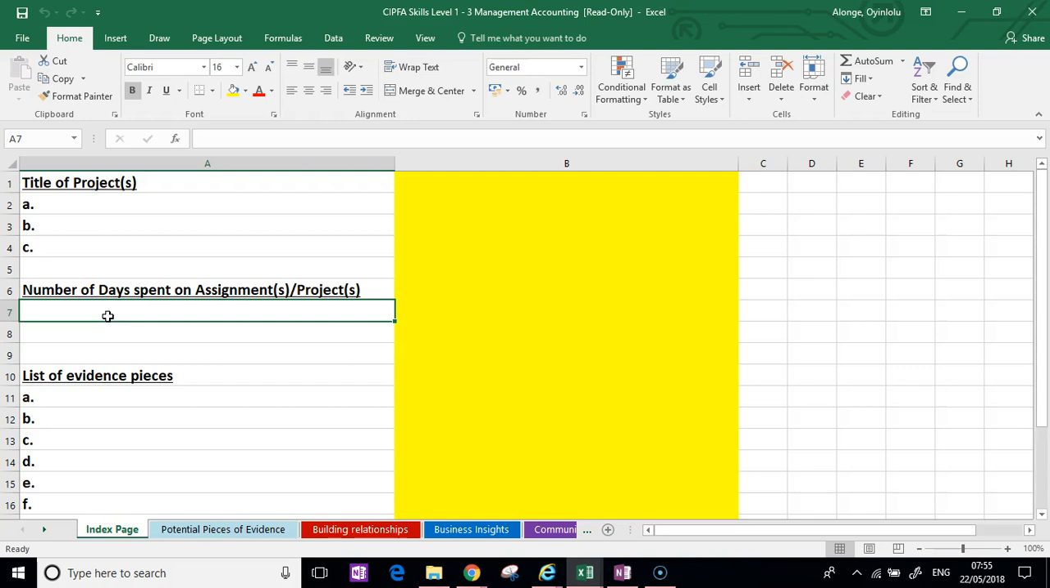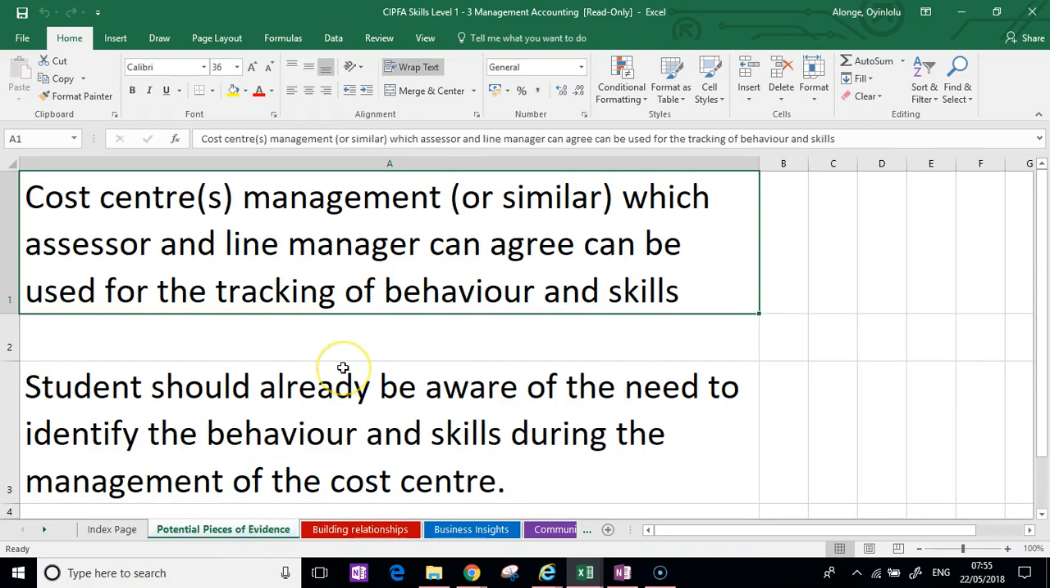And in here you will also have the list of evidences that will attach to this. Just the list. So what I put here are potential pieces of evidence. Typically with management accounting, we're talking about cost centers, budgeting, and how we're going to track them. Just ideas really, and we can add to this ideas that we can use to collect this evidence.